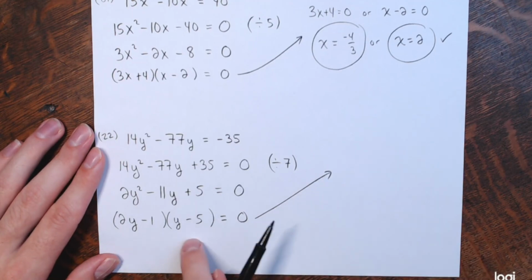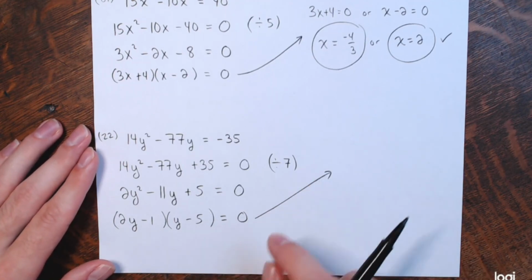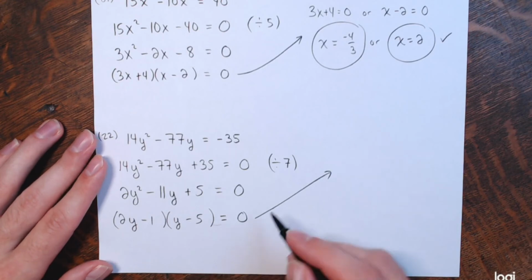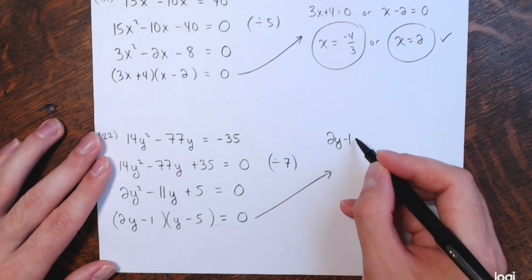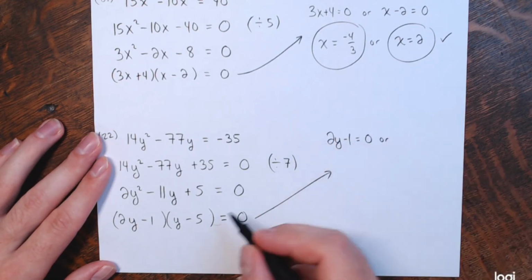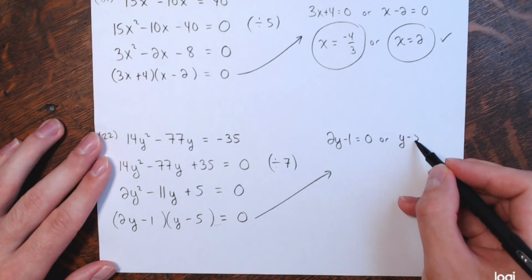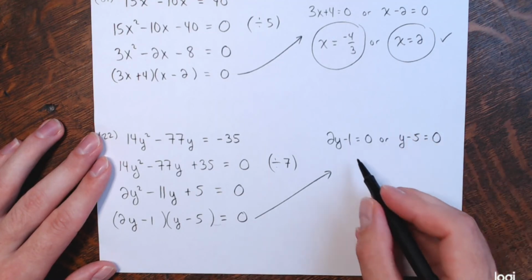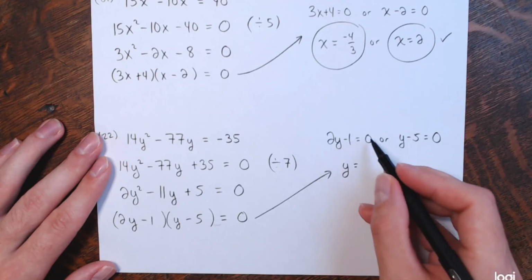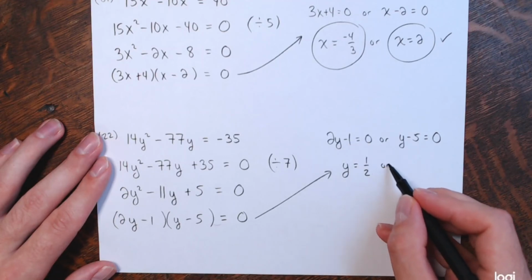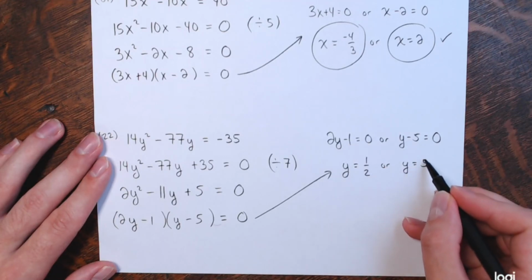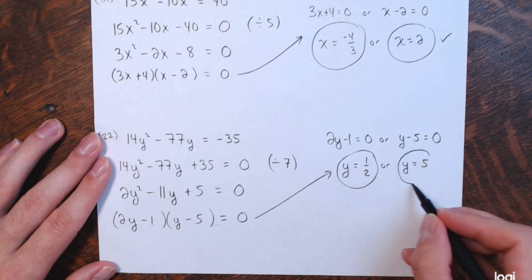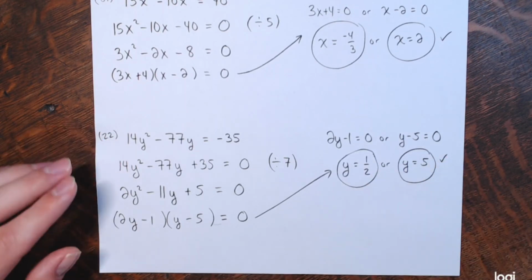Now I have a product equal to 0. Apply the zero product property. This is only true if 2y minus 1 equals 0, or if the other factor, y minus 5 equals 0. Solving both, y equals 1/2, positive 1/2, or y equals positive 5. And make sure you're checking both solutions, right? And they should both work if you did everything correctly.